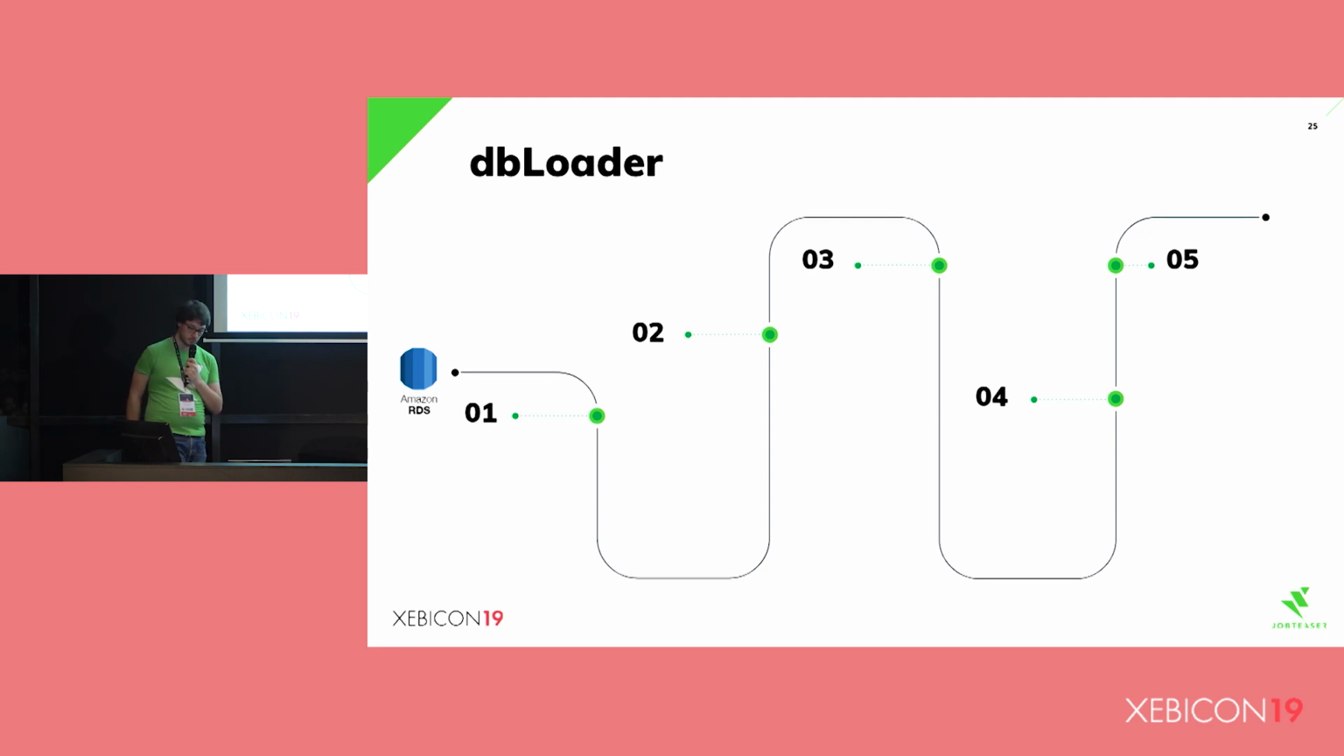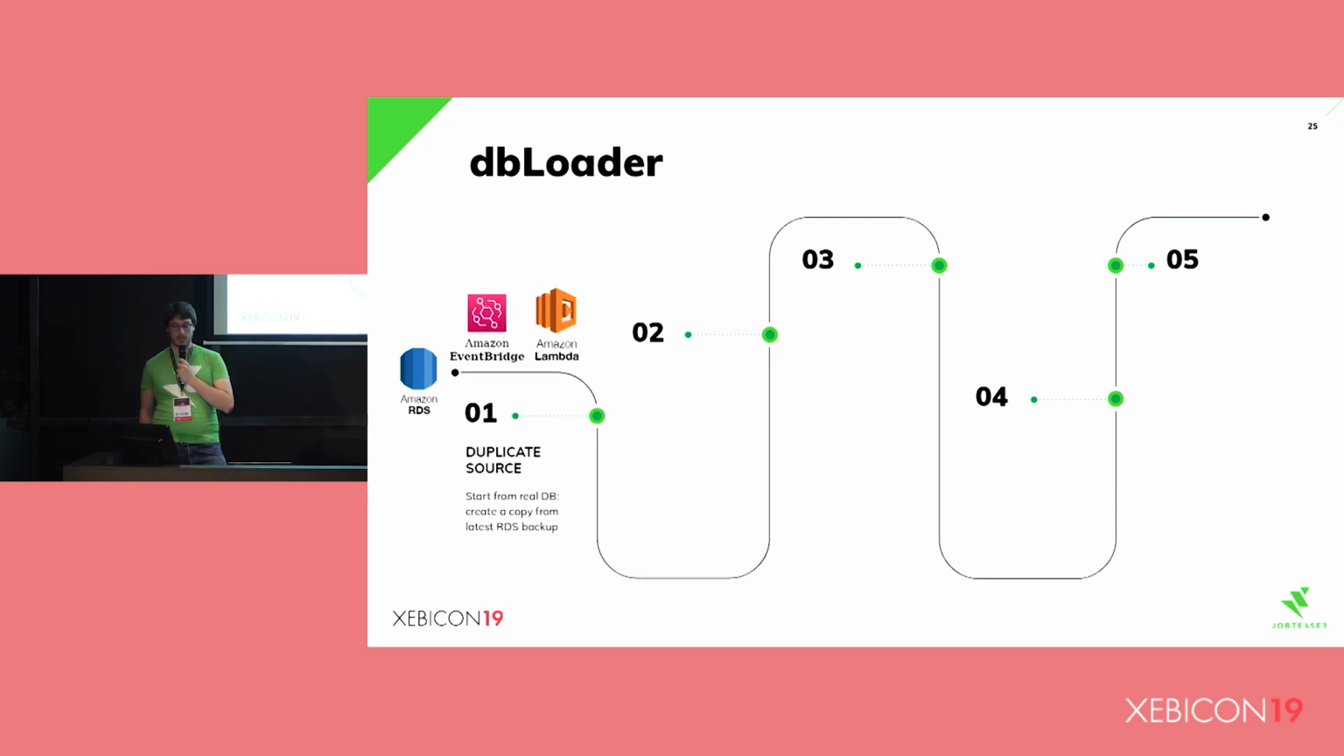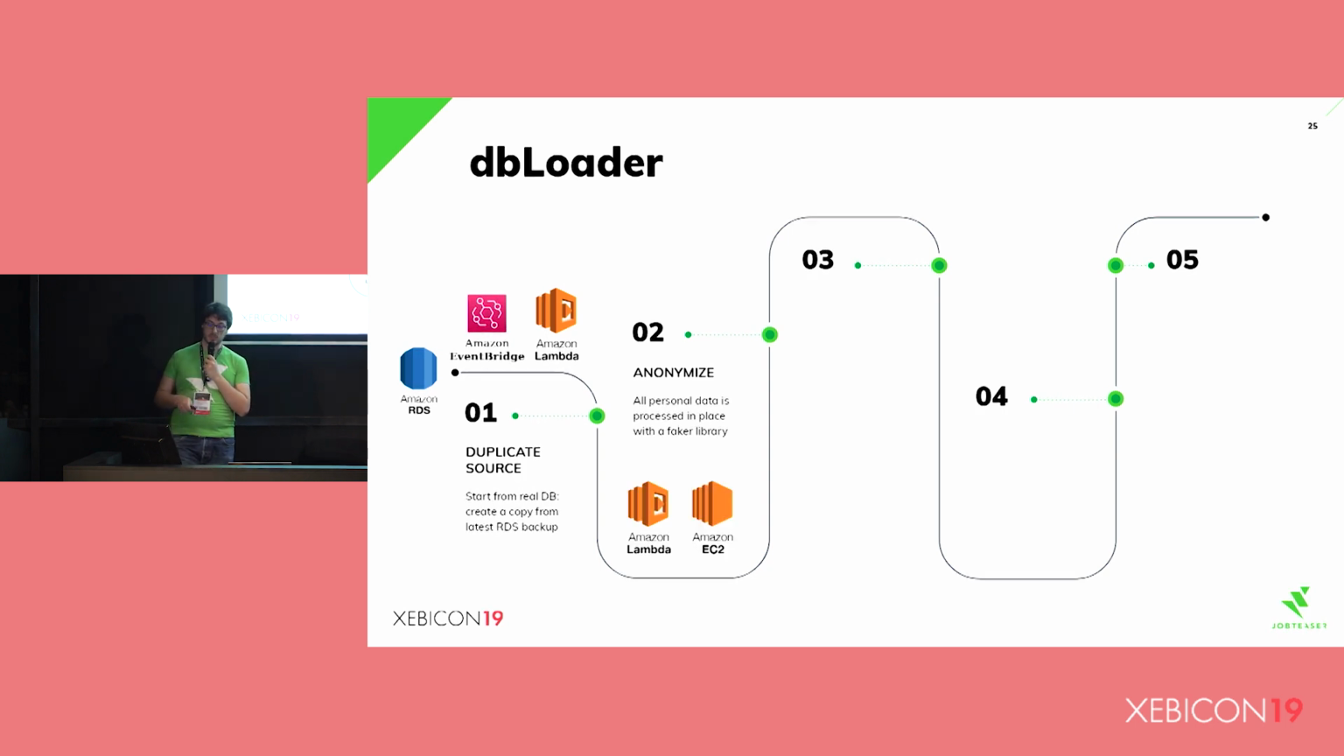So how does it work? We start from the snapshot that RDS does for us every night. And every weekend, we have Amazon EventBridge that with a cron triggers the restoration of this snapshot in a new database. When this is done, it triggers a Lambda function that will start the anonymization process. The anonymization process is an EC2 instance that runs for about 12 hours, and it goes through all the data that we have in the database, and it will chop all the personal information.